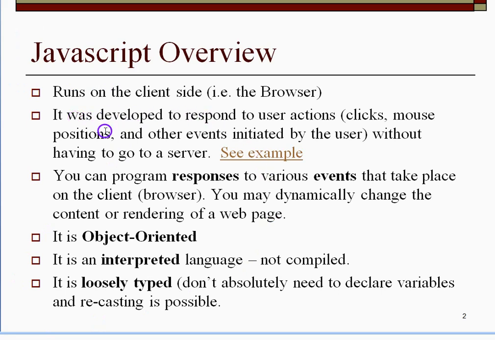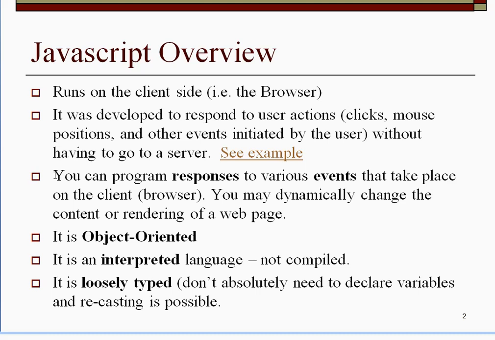It was developed to respond to user actions locally. So you can program responses to various events that take place on the client, that is the browser, and you may dynamically change the content or rendering of a web page. So an event such as a click might change the HTML of the document so that part or the whole document could change. Its appearance and its rendering could change as a result of a click or another event.